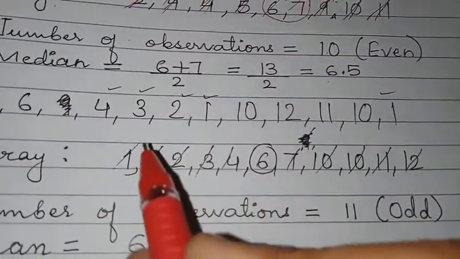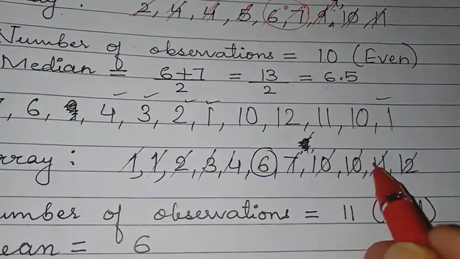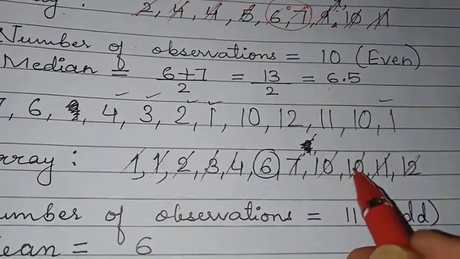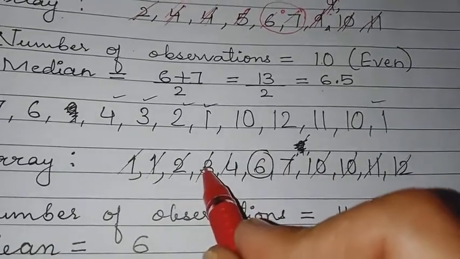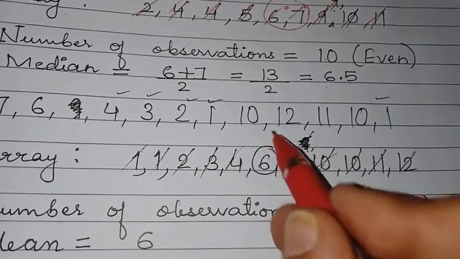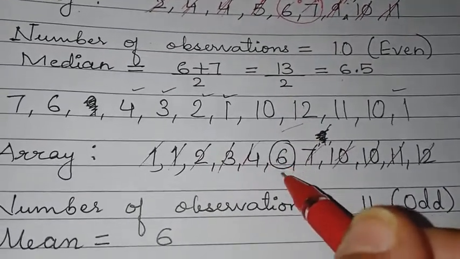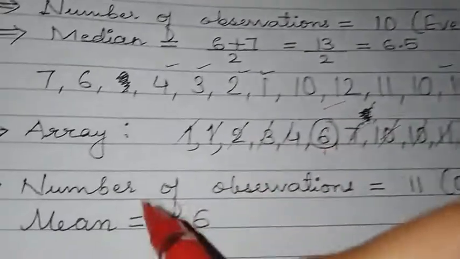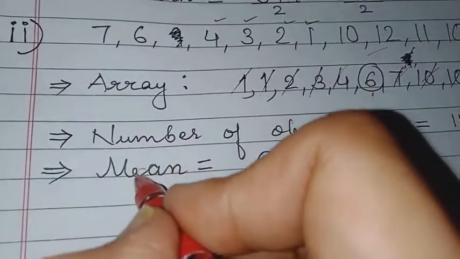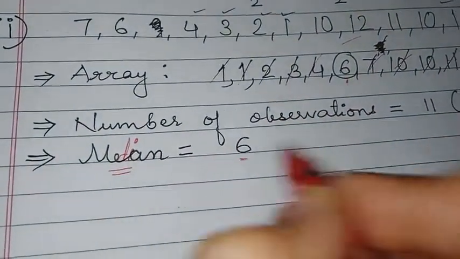These are 11, and these are also 11. So let's cut on both sides. 1 with 12, left, right, left, right, left, right, left and right. So what is left is 6. Here there is no need to add or subtract; directly one number is left. That one number is the median, that is 6.